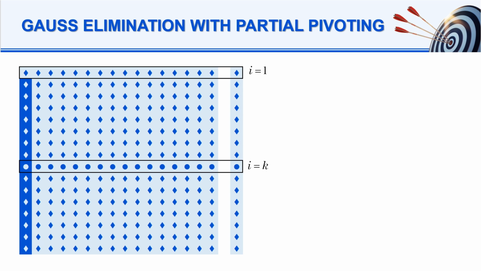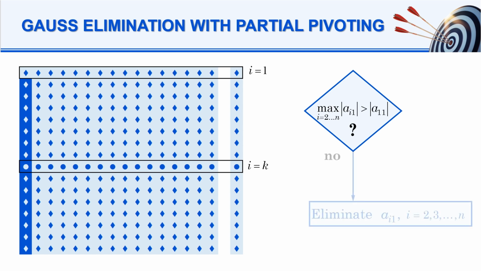The pivoting algorithm starts with column 1. The element with the largest absolute value among the elements in the first column is searched, starting from the second row to the last row. If A11 is already the element with the largest magnitude, we can go ahead and start zeroing out the elements below the pivot as in the usual Gauss elimination algorithm.